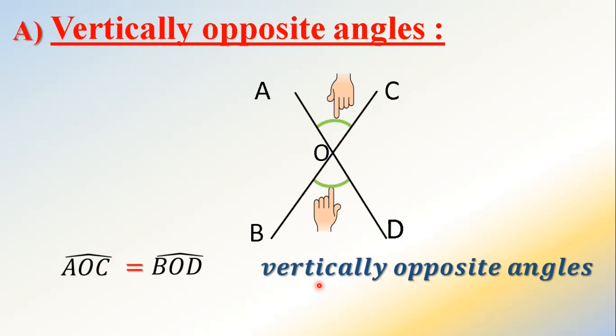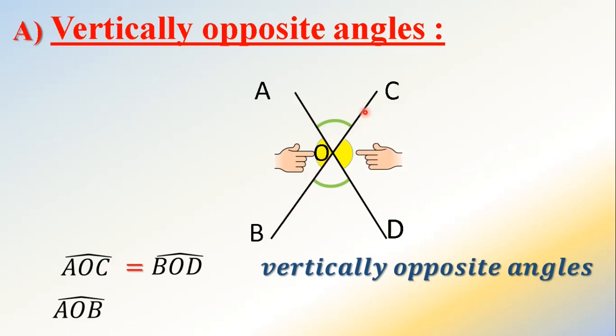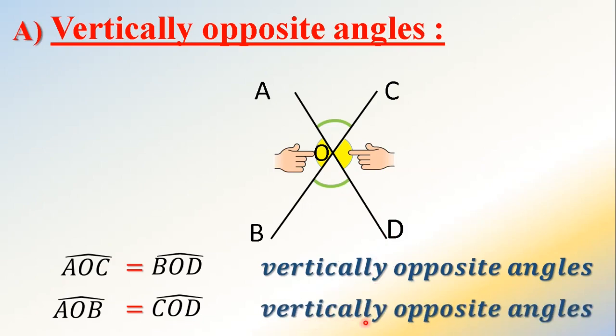Good. Look at the figure again. Can you find some other vertically opposite angles? Yes, this angle and this angle are also vertically opposite angles. Good. And how do you write this? We write angle AOB is equal to angle COD, and the reason is vertically opposite angles. Very good.